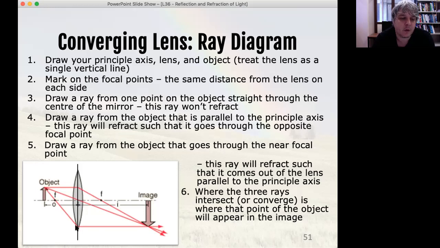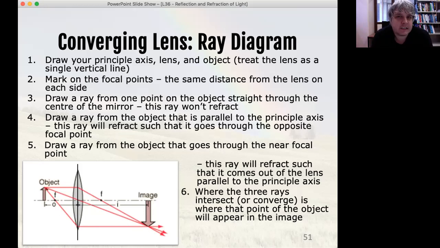If it's going through the focal point, that means it must go out parallel. Right? That's how lenses work. If the light ray comes in parallel to the principal axis, it'll go through the focal point. If it goes through the focal point on the way to the lens, it'll come out parallel. That's how lenses work, and so we use that idea to draw our ray diagrams.